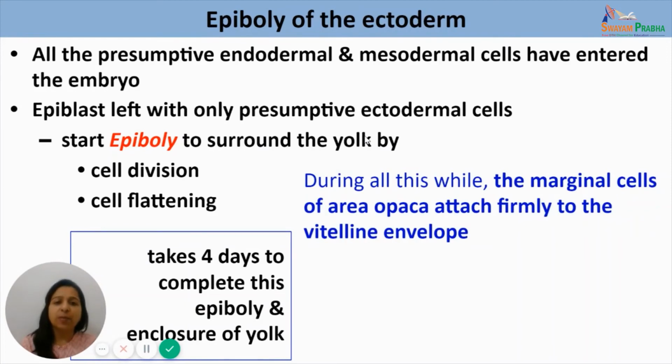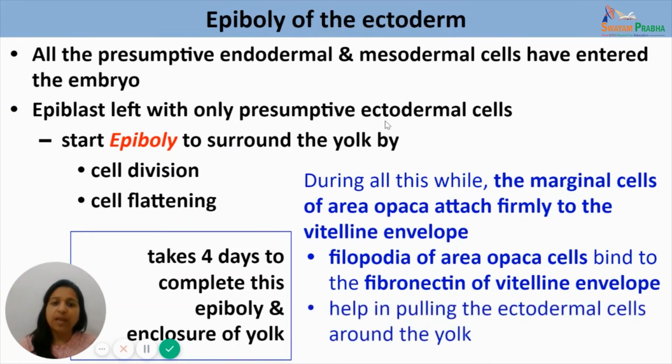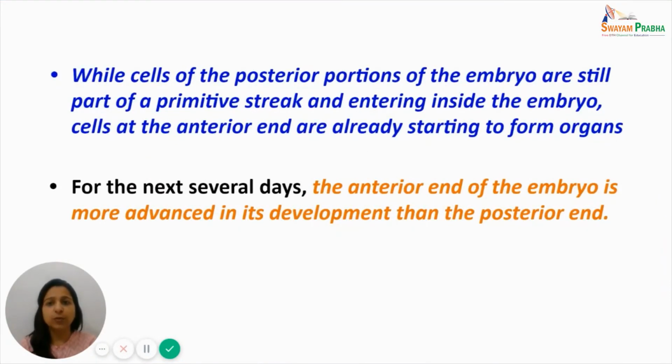During all this epiboly, the marginal cells of the area opaca attach firmly to the vitelline envelope of the ovum. The filopodia of area opaca cells bind to the fibronectin of the vitelline envelope, and this binding helps in pulling the ectodermal cells around the yolk.